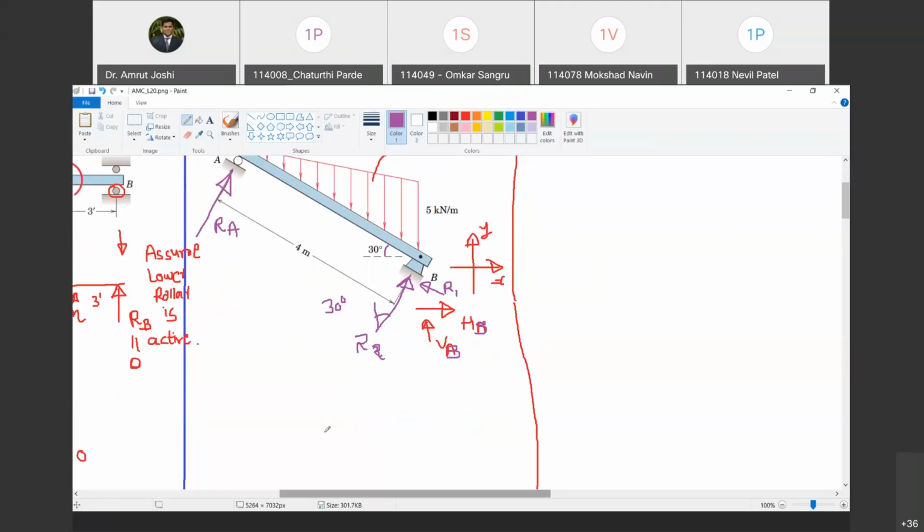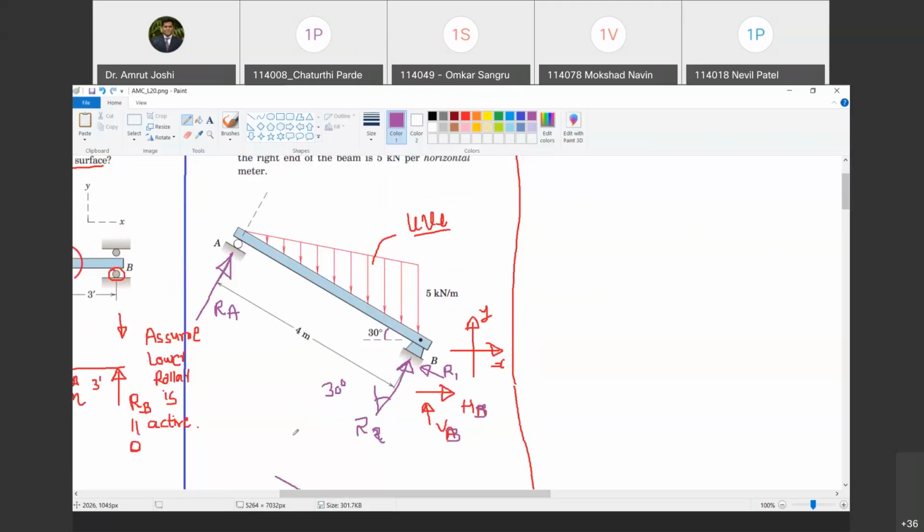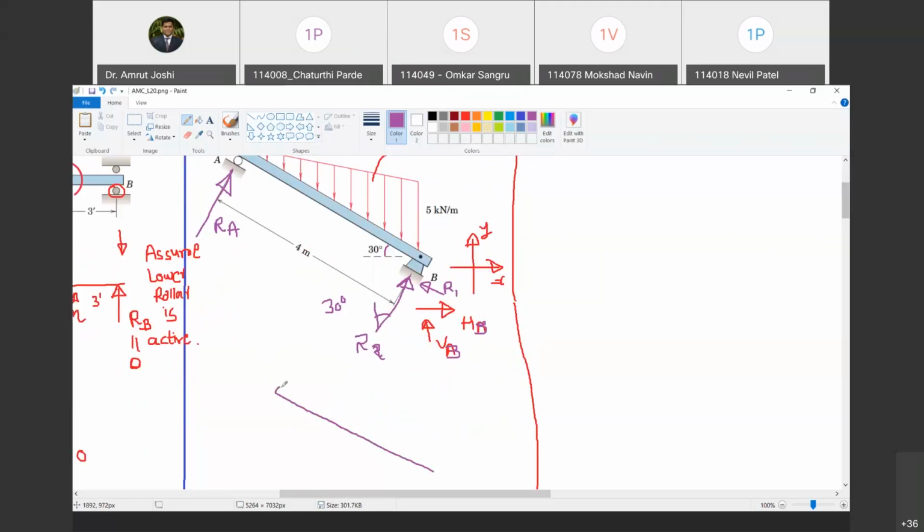Now can we draw the free body diagram of this beam? How will the free body diagram look? Tell me. This is the inclined beam. Are you with me? Yes, sir. And it is subjected to a uniformly distributed load of this nature, where this is 5 kilonewton per meter. Do you agree with me? Yes, sir. There is one reaction here and that is RA.